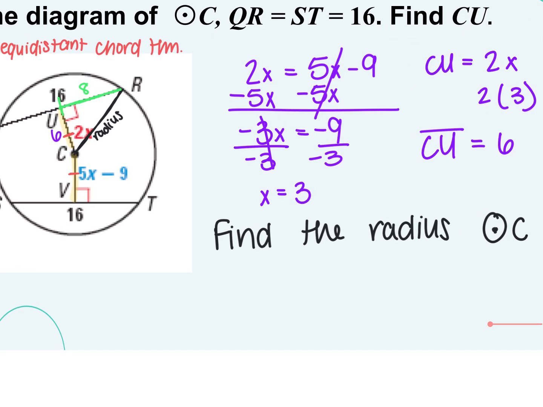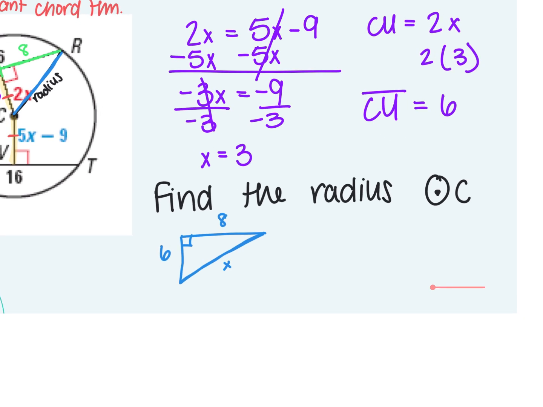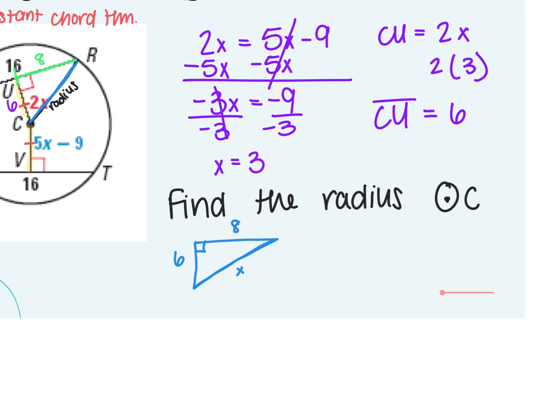You guys are going to have a question like this, so please pay attention. So solving for my radius, which is right here, I drew that little black line. I just highlighted it in blue. I'm going to go ahead and use my Pythagorean theorem. So I'm just going to redraw that triangle so you could see it. I drew this right here, which is considered my radius. This was 8, this was 6. So I'm solving for my right triangle, so I'm going to use the Pythagorean theorem.